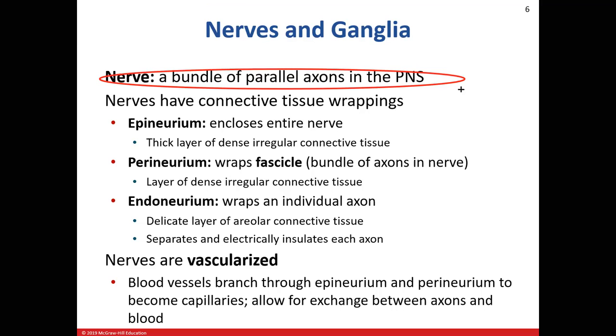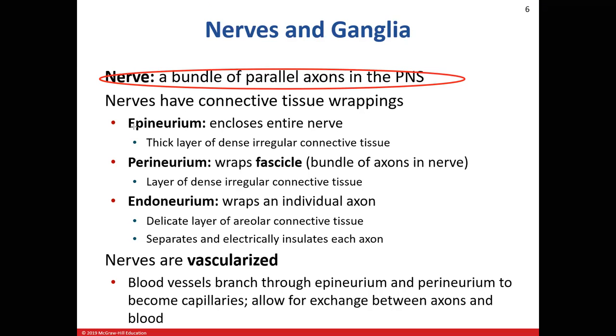We also have to look at the connective tissue wrappings. So just as in the muscle tissue, it had connective tissue coverings, we have the same thing with the nerves. And you'll notice that the prefix on all of these is essentially the same as what it was with the muscle tissue. And the organization itself is very, very similar to what it was with muscle tissue.